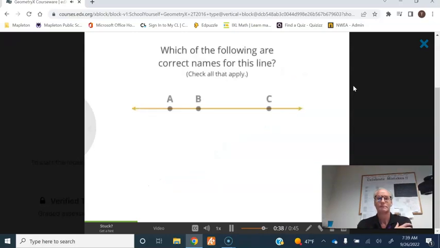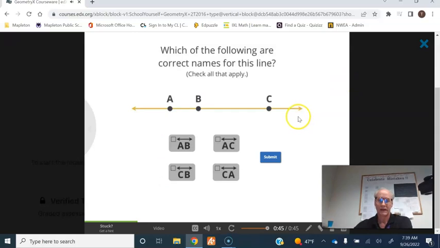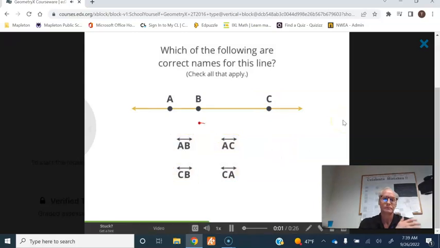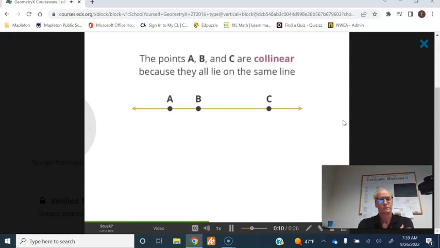So take a look at this line here, with the points A, B, and C. Which of these down here are correct names for this line? Any 2 points can name a line, so AB, BC, CB, CA, and AC are all on this line, and all of these are correct names for this line. Well done! Again, you can name a line after any 2 points on the line. Points that lie on the same line, like the points A, B, and C here, are called collinear.